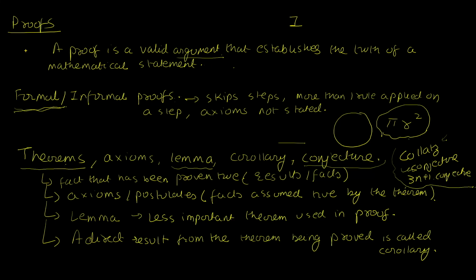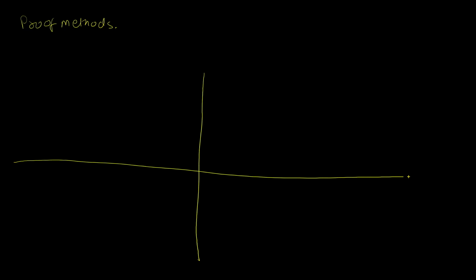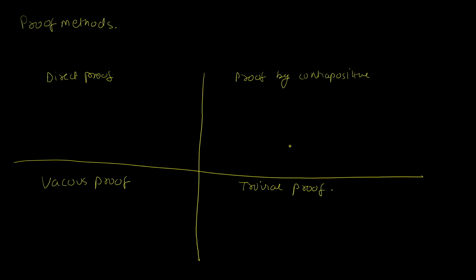Alright, so that was an overview on proofs and different terminologies used in proofs. Next, we'll discuss a couple of proof methods and then look into a couple of problems. And we'll try to understand 4 different proof methods using a single chart. So we're going to look at direct proof, proof by contraposition or contrapositive, vacuous proofs, and trivial proof. And like I discussed earlier, all of these 4 proof methods are used to prove the implication P implies Q.